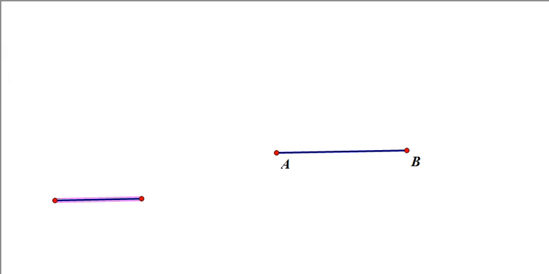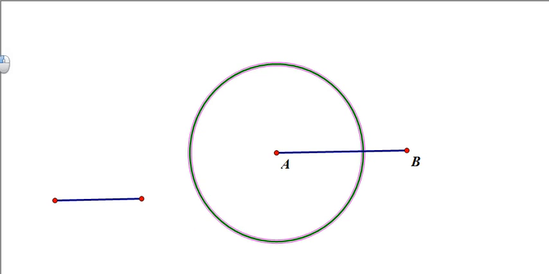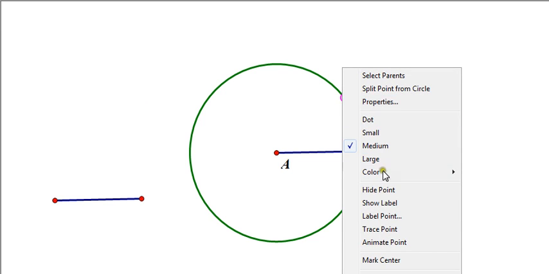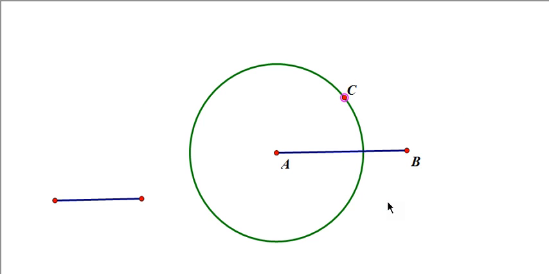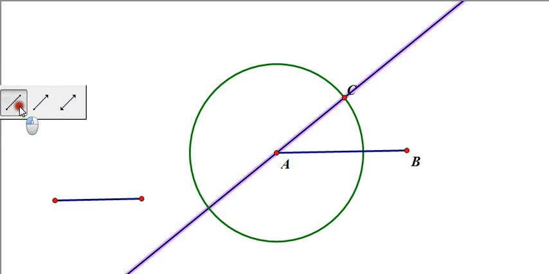So what we do is we draw a circle with center A and this as its radius. We construct this circle. From this circle we take any variable point, and let us label this point as point C. We join AC by a line. Also we join BC by a segment.